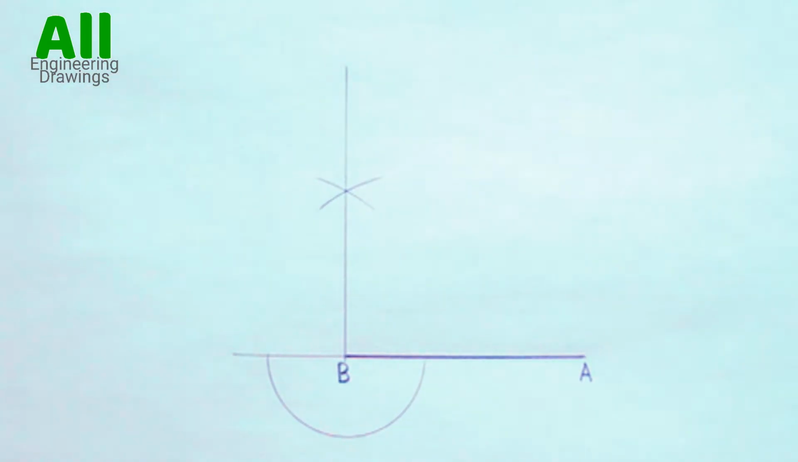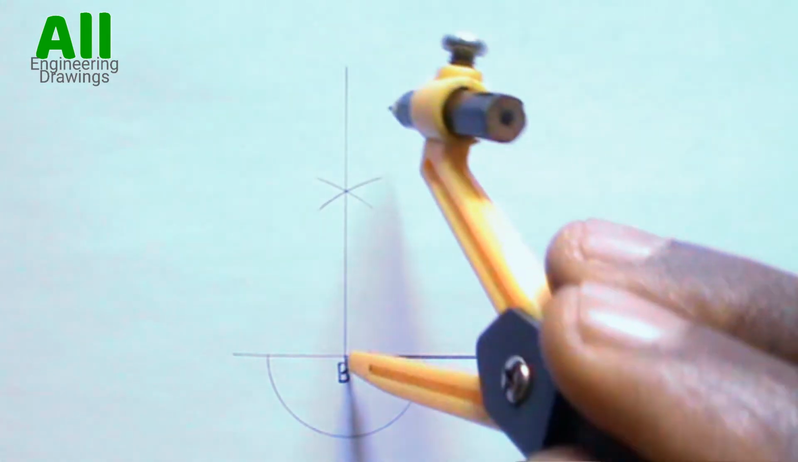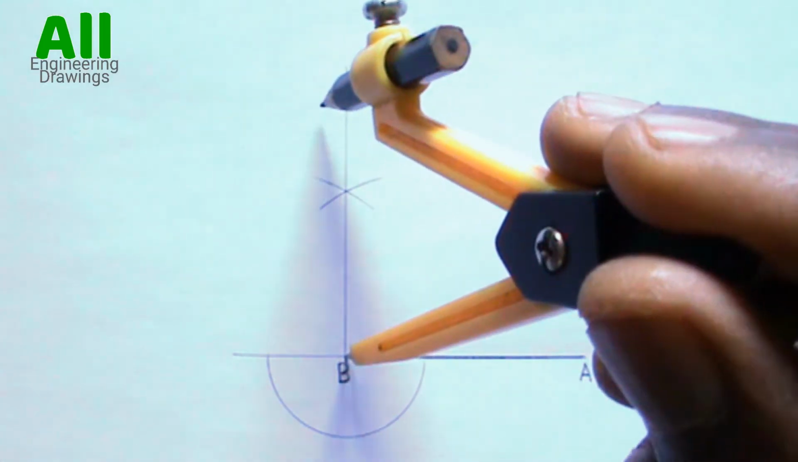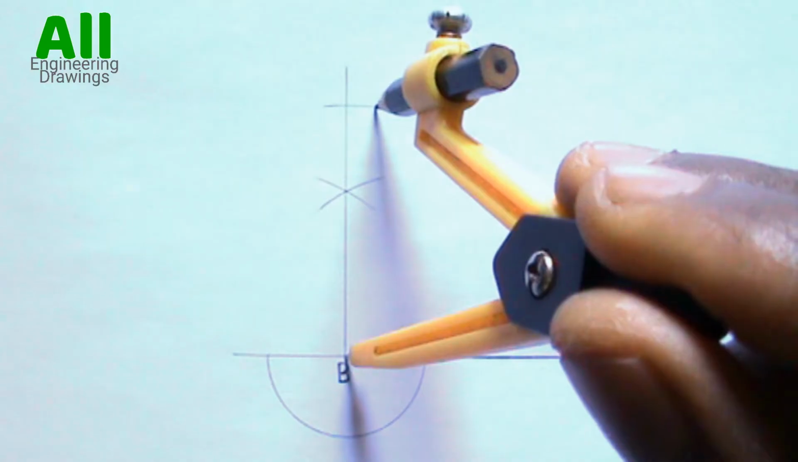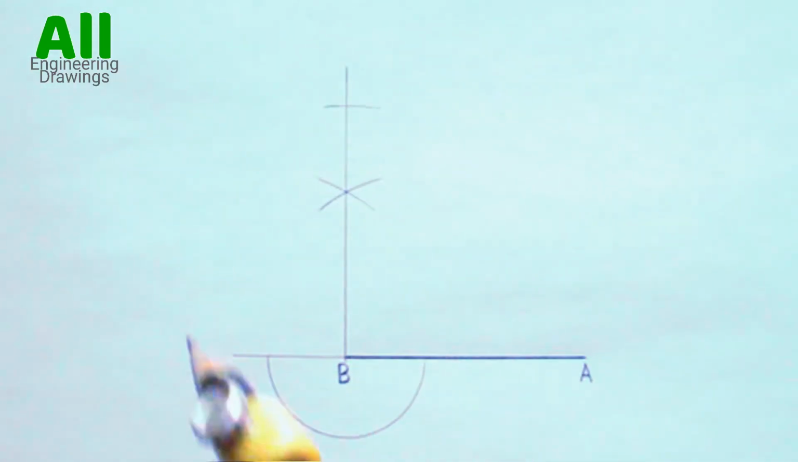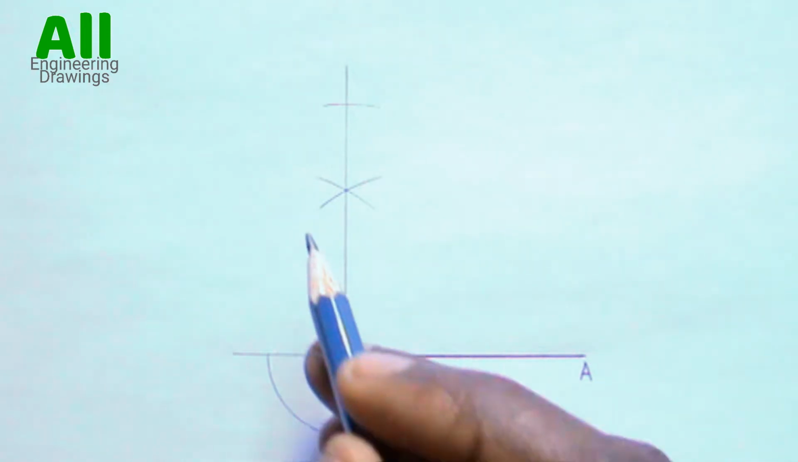Now extend your compass to a radius equal to the length of line AB. Then cut an arc on the line you just drew. Label the point where the arc intersects the line.